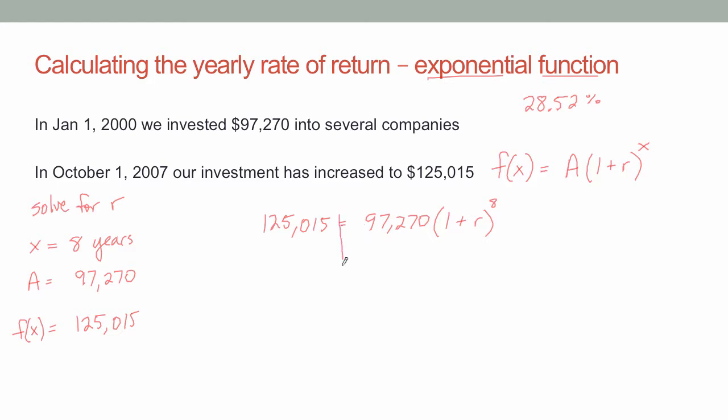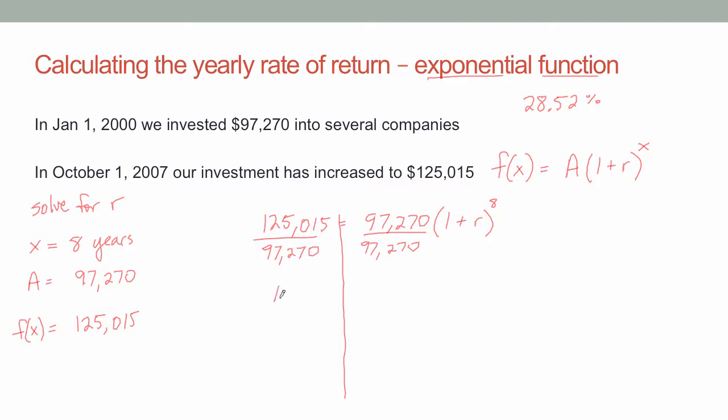Now we just got to work backwards to solve for R. So I'm going to draw my line. Let's do a little bit of algebra. To get R by itself, I first need to divide both sides by 97,270. All right, and so if we do that, let's divide those out here, simplify it out. 125,015 divided by 97,270.